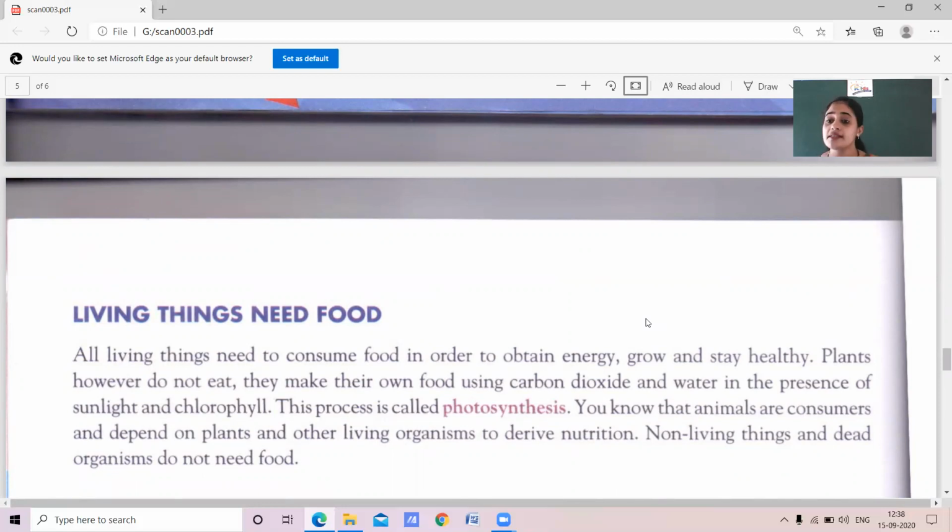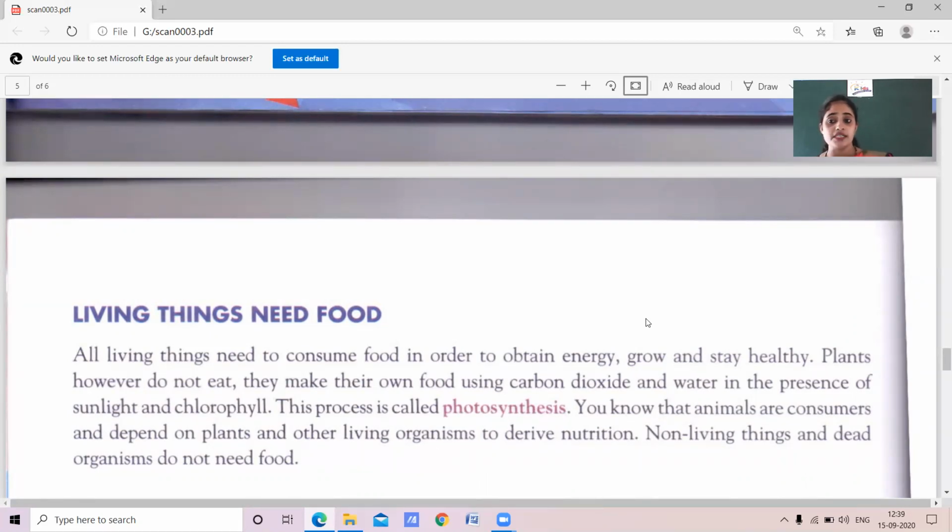Why? To get energy. Energy is required for doing different activities: for reading, writing, cycling, swimming, jogging, each and everything, you need energy. That energy we get from food. Along with that, if you take food, you grow and you stay healthy. So plants, however, do not eat.